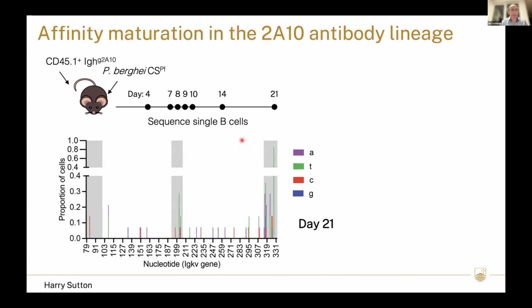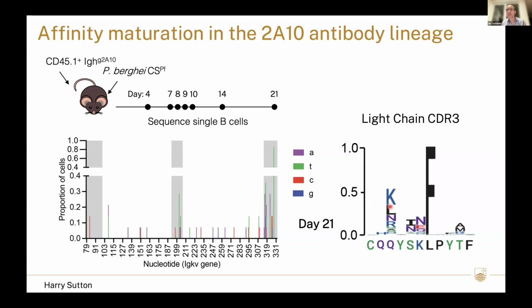It has this leucine to phenylalanine that basically appears on the morning of day 7, and by the afternoon of day 7 has basically swept through the entire germinal center. And then these additional mutations evolve over time.